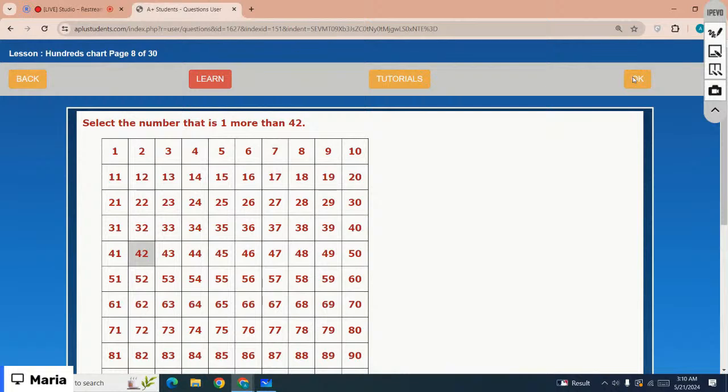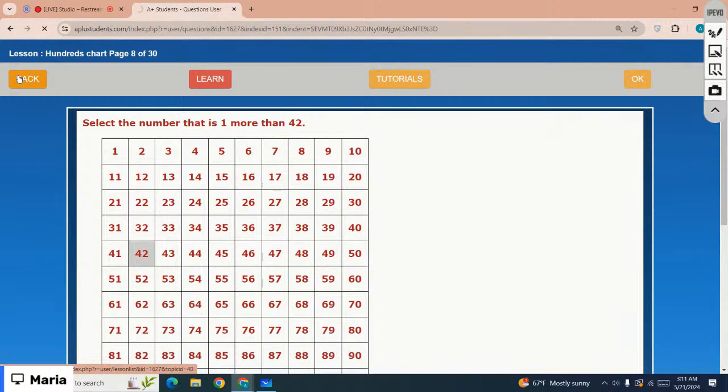Select the number that is 1 more than 42. So, which is the correct option? The correct option is 43, right? Okay, you can complete the lesson by yourself later today. Let me just move on to the next lesson.